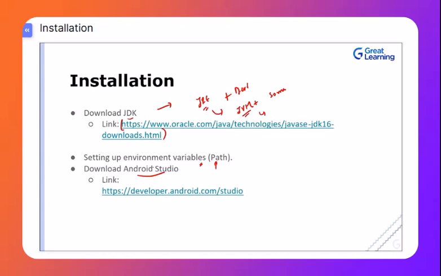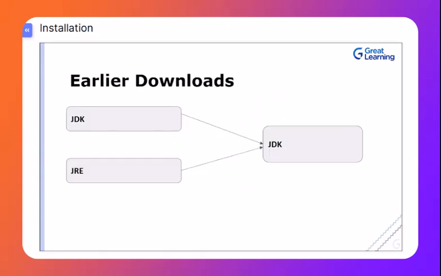Then we'll download the Android Studio and we'll talk about system requirements of different operating systems. And this is the link that you guys will follow. Okay. Now, before we go into the downloading process and how to install both of these things, in earlier downloads, what used to happen? We had this Java development kit separately. We needed to download it separately, and we needed to download this Java runtime environment separately.